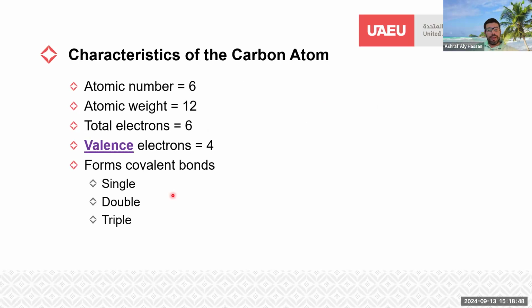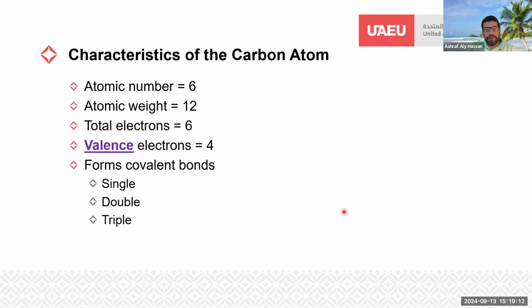So how do we characterize the carbon atom? The atomic number of the carbon atom is 6. The atomic weight is 12. Total number of electrons, 6. Valence electrons are 4, which are the ones available for bonding. Carbon forms covalent bonds: you get single, double, and triple bonds.